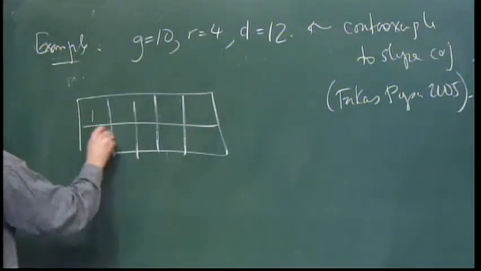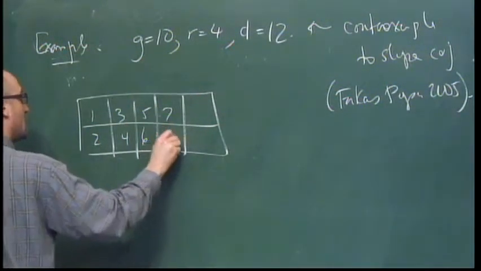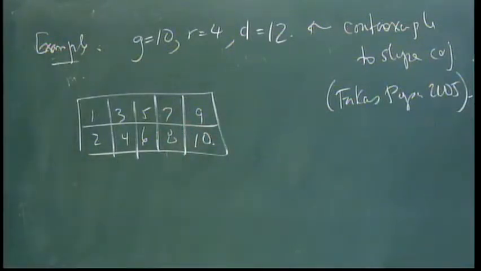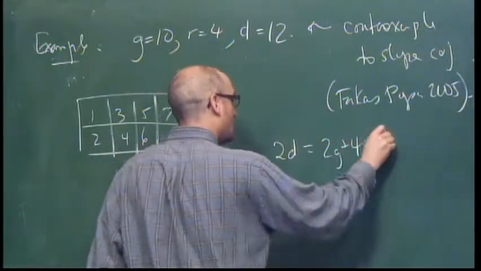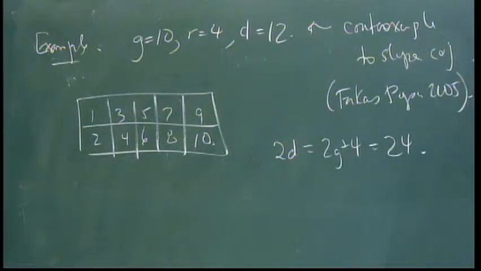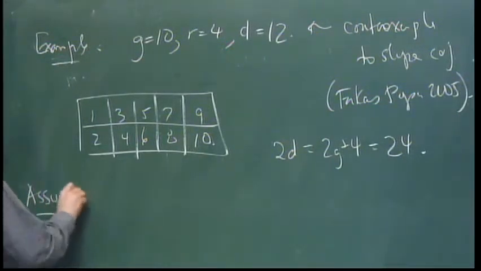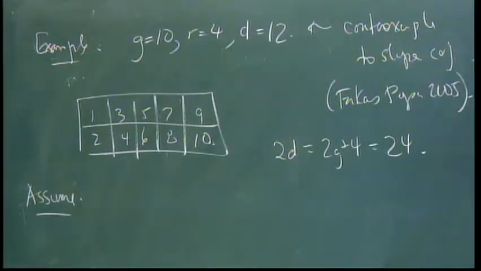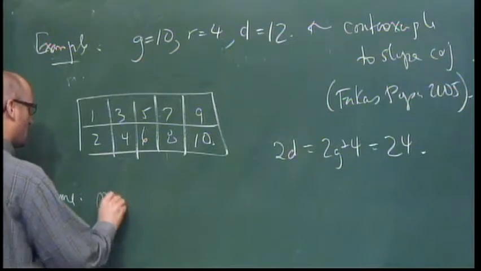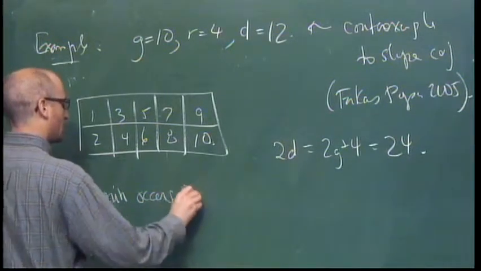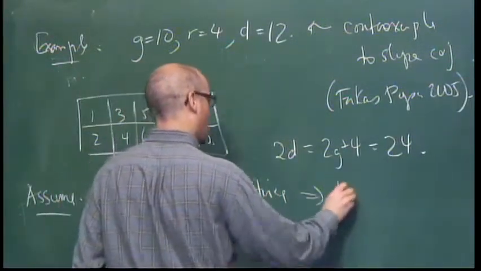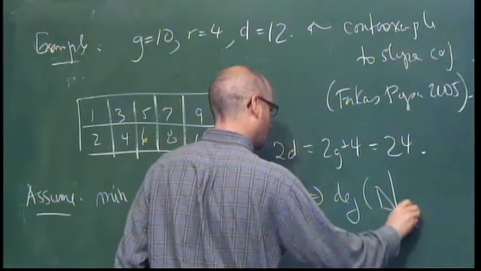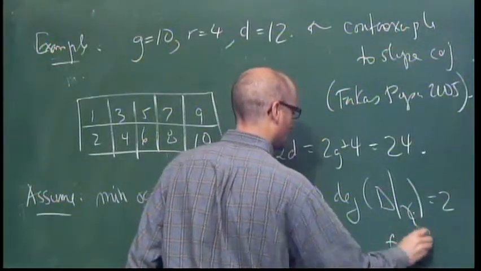r plus 1 is 5. 1, 2, 3, 4, 5, 6, 7, 8, 9, 10. And now notice that 2d is equal to 2g plus 4, which is equal to 24. Okay, so assume that the minimum occurs everywhere twice. That implies that the degree of delta restricted to gamma i is equal to 2 for all i.